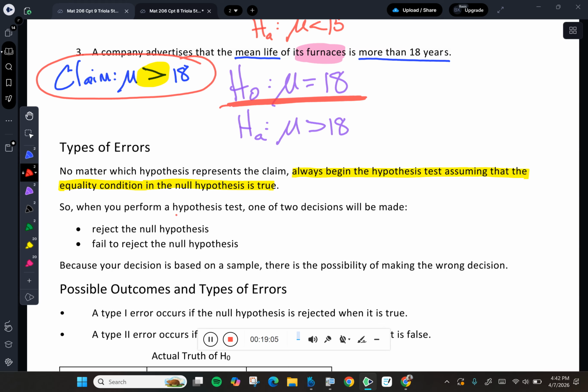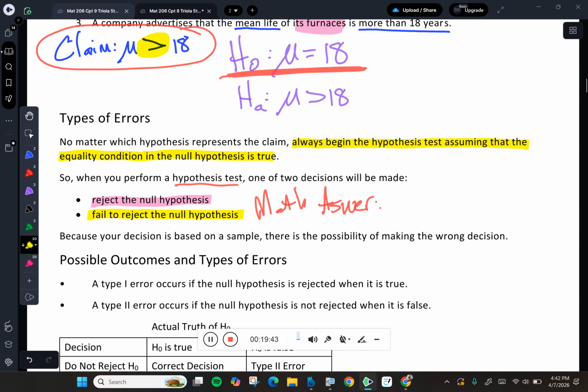And when I perform the hypothesis test, the mathematical answer is either going to be reject the null hypothesis or fail to reject the null hypothesis. We are either going to have enough evidence to reject the null hypothesis, that that statement of equality is not true, or we're not going to have enough evidence. The evidence will fail to reject the null hypothesis.